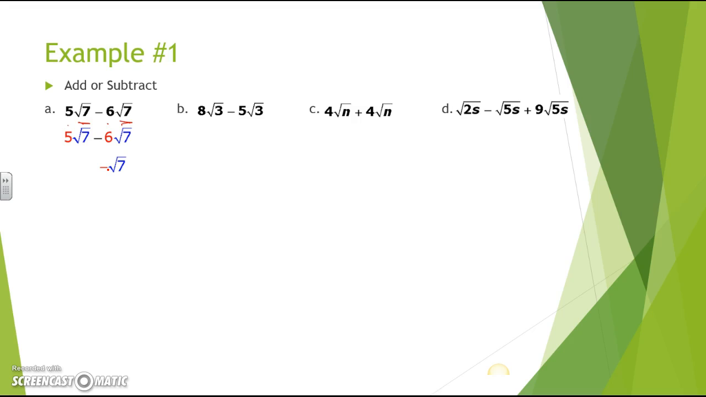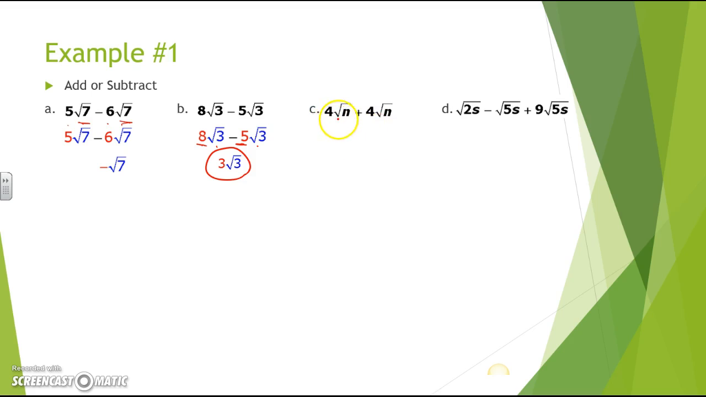The next situation we have here is 8 times the square root of 3 minus 5 times the square root of 3. So we're going to combine my like radicals, square root of 3, and then 8 minus 5. 8 minus 5 gives me 3 times the square root of 3, and that would be my final answer.